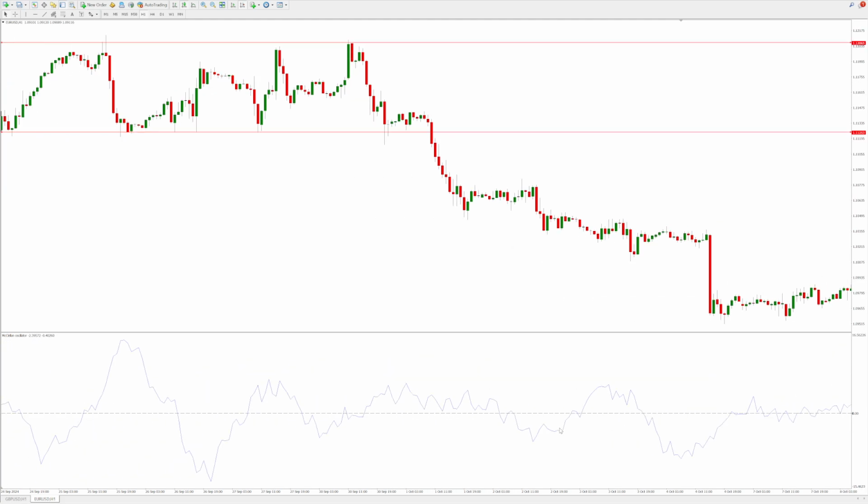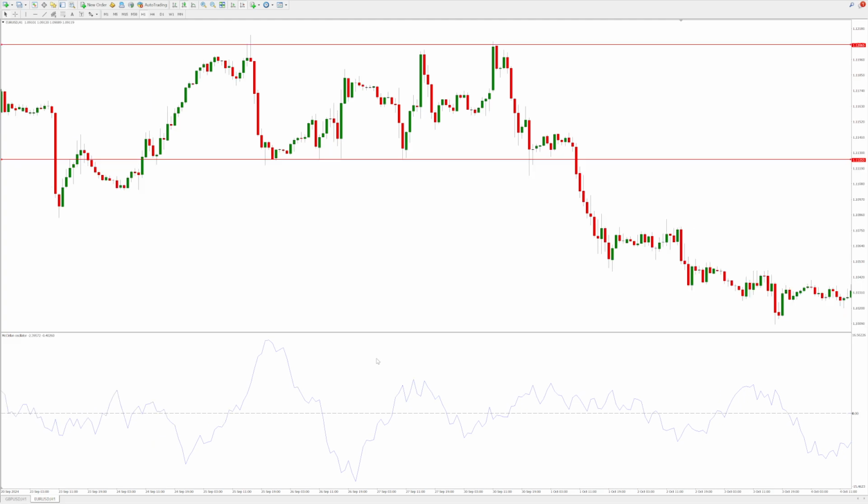Okay. Some caveats to that being that the higher the oscillator is, the more chance it is that the market is going to be overbought and there may be a reversal to the downside, and the lower that the oscillator is, the more chance there is that the market is oversold and there could be a reversal to the upside.